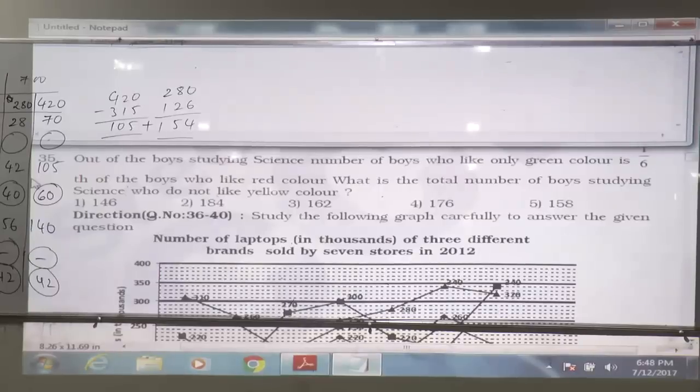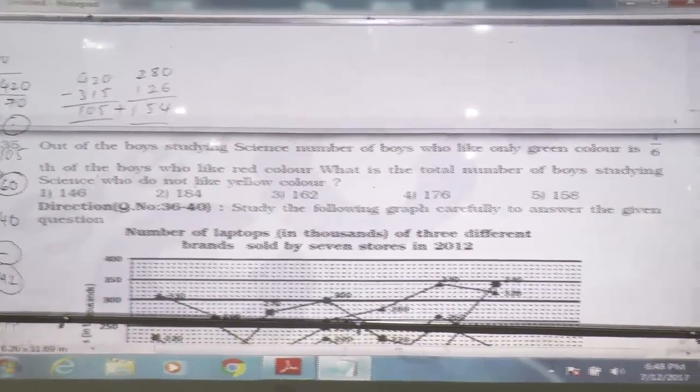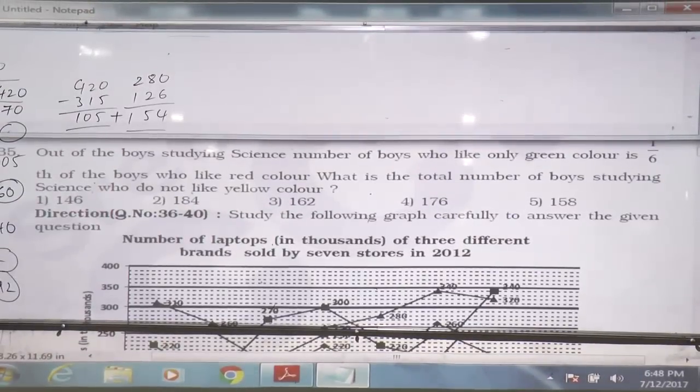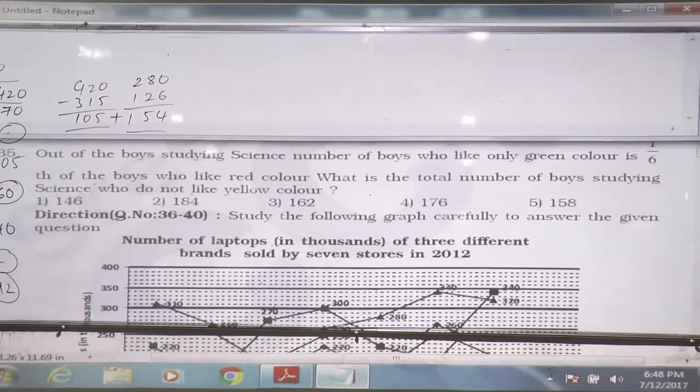Next, 35. Out of boys studying science, the number of boys who like only green color is 1/6 of the boys who like red color. What is the total number of boys studying science who do not like yellow color? Who do not like yellow color? This is about science.